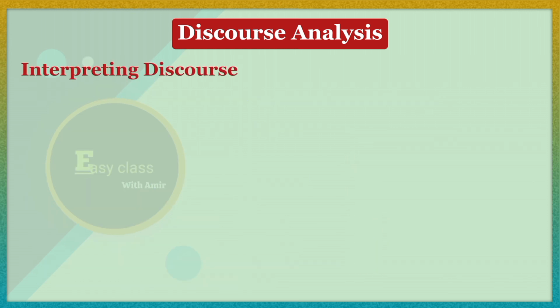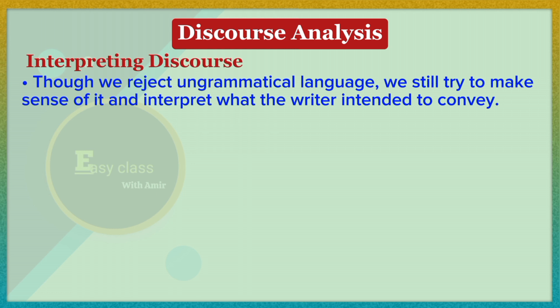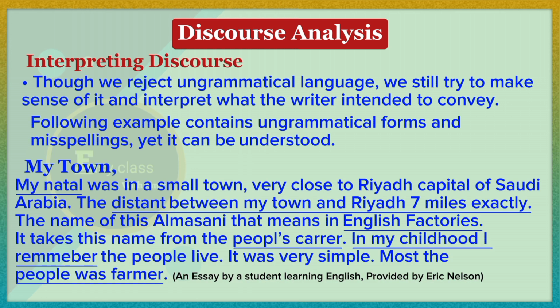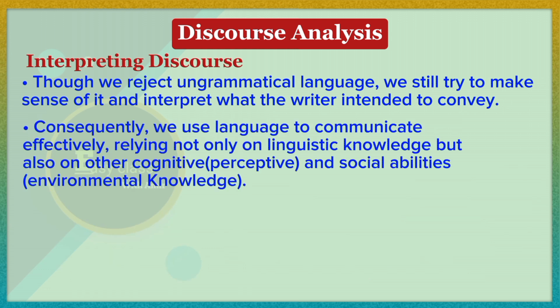Interpreting discourse. Though we reject ungrammatical language, we still try to make sense of it and interpret what the writer intended to convey. This example, provided by Eric Nelson, is from an essay by a student learning English, and contains ungrammatical forms and misspellings, yet it can be understood. Consequently, we use language to communicate effectively, relying not only on linguistic knowledge, but also on other cognitive and social abilities.